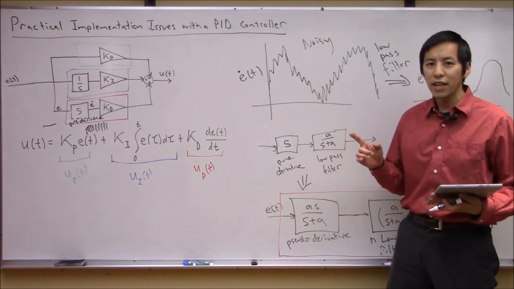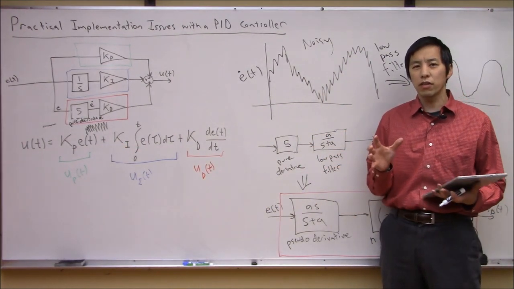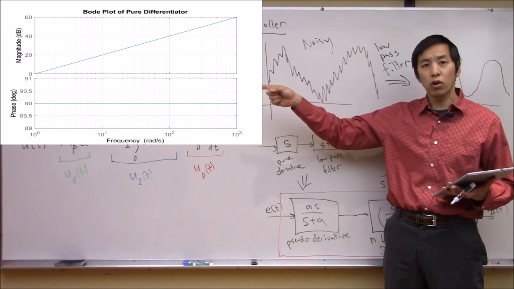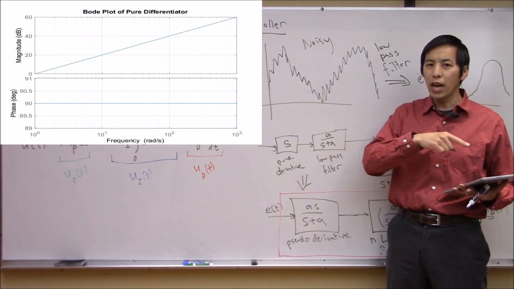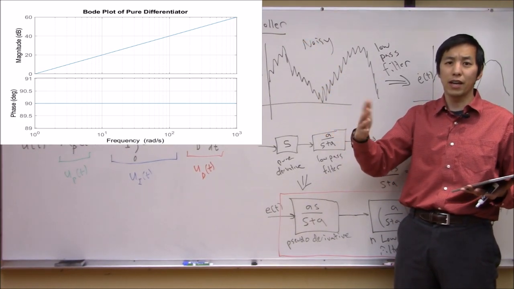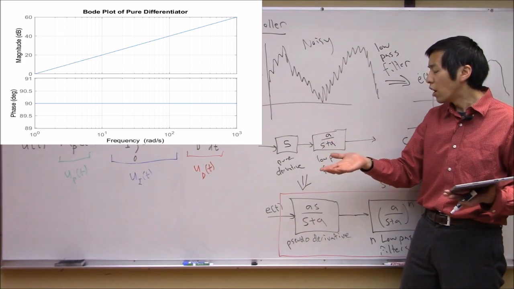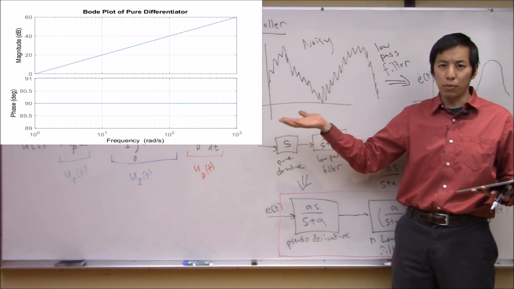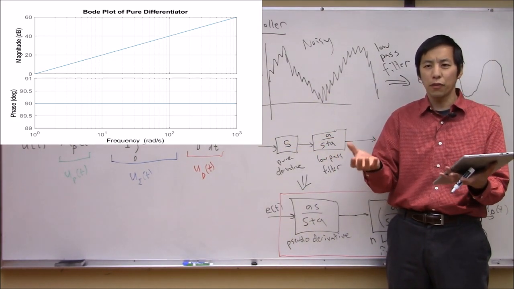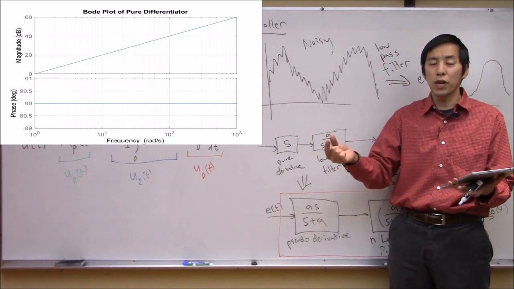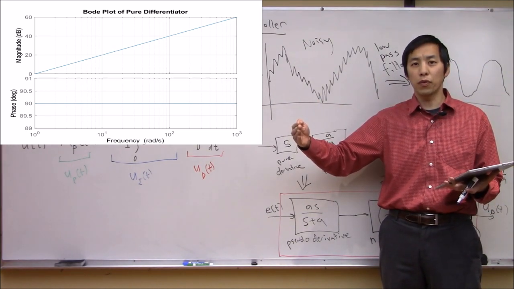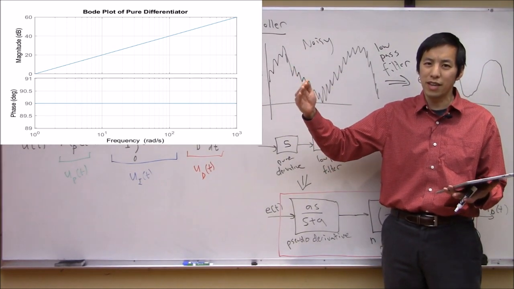The reason why, you can understand a little better if we look at this in the frequency domain. Over here is a Bode plot of that pure derivative S. As expected, it just increases at positive 20 decibels per decade, and it has a constant phase of 90 degrees. By definition, that is a Bode plot of something that amplifies higher frequencies. The higher the frequency of the signal, the more it amplifies it. Every decade you go up in frequency, you amplify by positive 20 decibels.